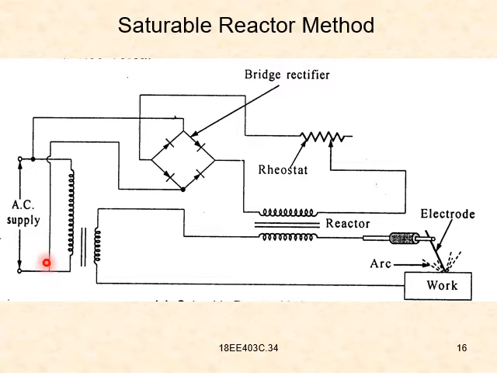and from that supply, before the primary, we just took the connections to the bridge rectifier. You can see the bridge rectifier over here, made with diodes, and that is an input. From the other two terminals the output is brought, one terminal to the rheostat and the other terminal to the reactor.